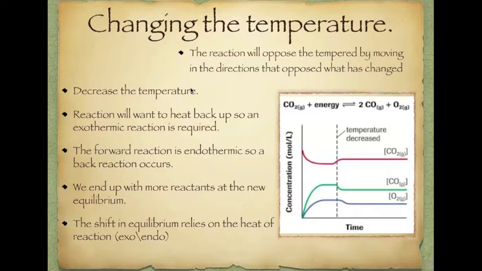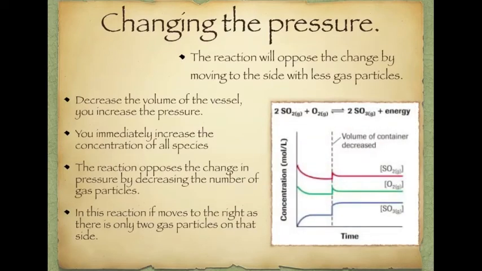Moving on, changing the pressure of a reaction. The reaction will move to oppose the change by moving to the side with fewer gas particles. This really involves changing the volume of something. If you change the volume, you change the pressure, so the reaction is going to move a certain way. Let's look at this equation where we have sulfur dioxide reacting with oxygen to form sulfur trioxide. This is a very fundamental thing in the production of sulfuric acid, but you don't need to know about that for VCE. Let's have a look at it.